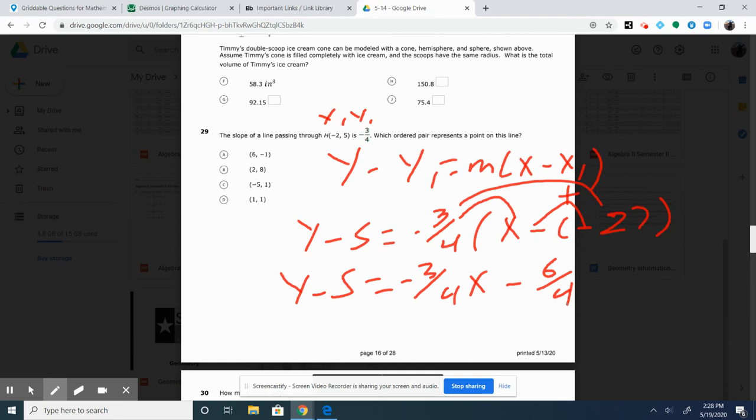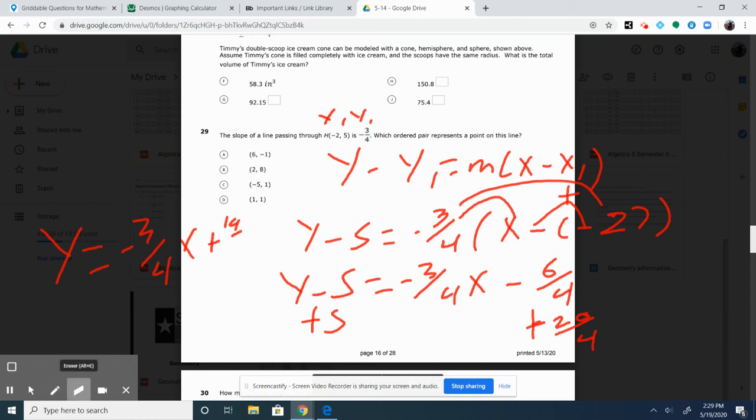Now we want to add 5 to both sides to leave that y by itself. But since this is a fraction, we have to add 20 over 4. So finally, we have y equals -3 over 4x plus 14 over 4, which actually can be reduced to 7 over 2. So I'm just going to write down 7 over 2.